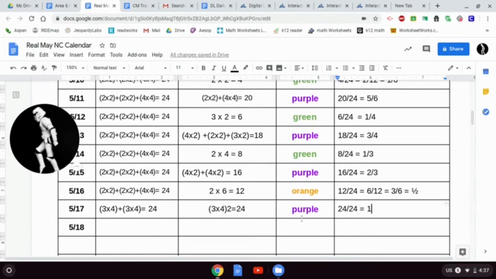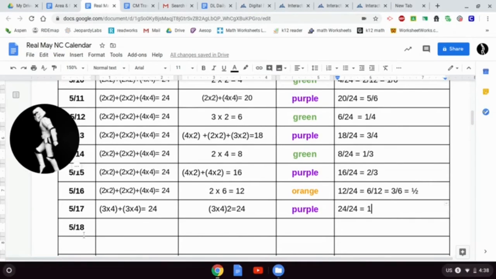That shape, the whole darn thing was purple, and because the whole thing was shaded, the equivalent fraction is 1. Anytime that you have the numerator and the denominator the same number, it's equivalent to 1, because the whole thing is there. How many shapes do I have? I have 1. It's purple.